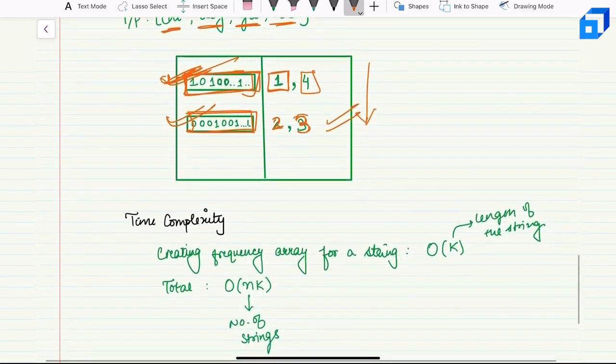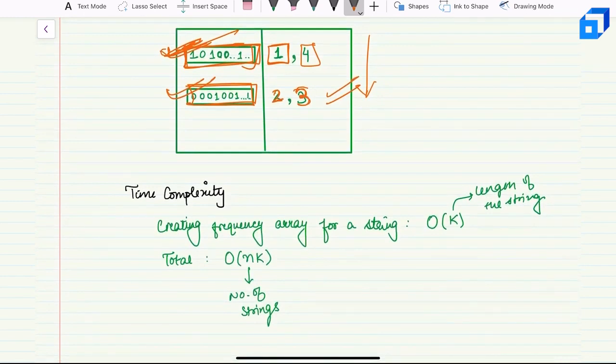The time complexity for this approach is going to be, so for creating the frequency array for a string, it's going to be order of k, where k is the length of the string, and the total time complexity will be order of n into k, where n is the number of the strings, so it's going to be order of n into k. So this was it.